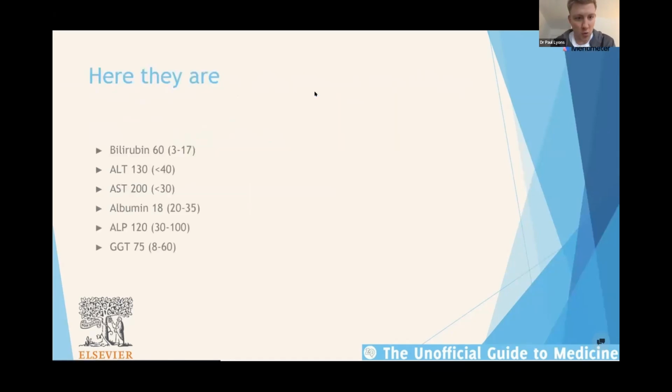Here they are. So the bilirubin is 60. I'm not going to read it all out, but the thing to draw your attention to is the bilirubin is quite high. The albumin is 18. The ALT and AST are slightly raised. And the ALP is also slightly raised along with the GGT. So what initially comes into your head when you see that?